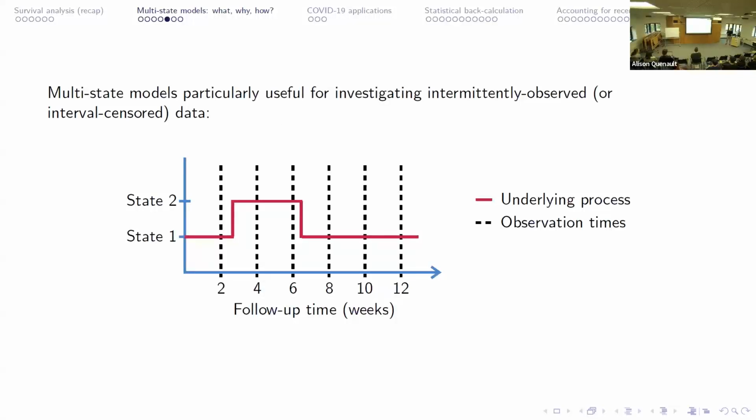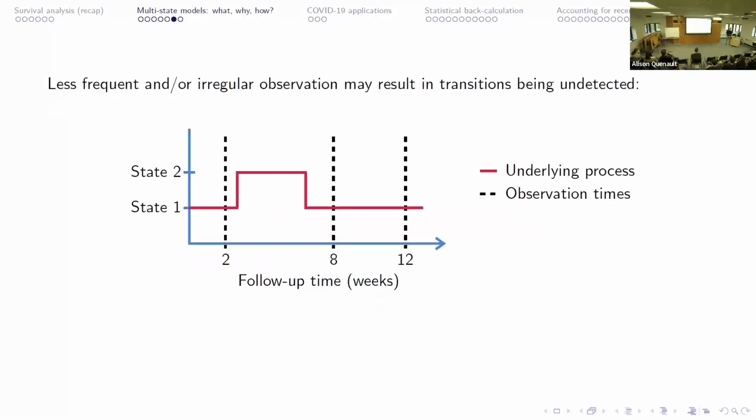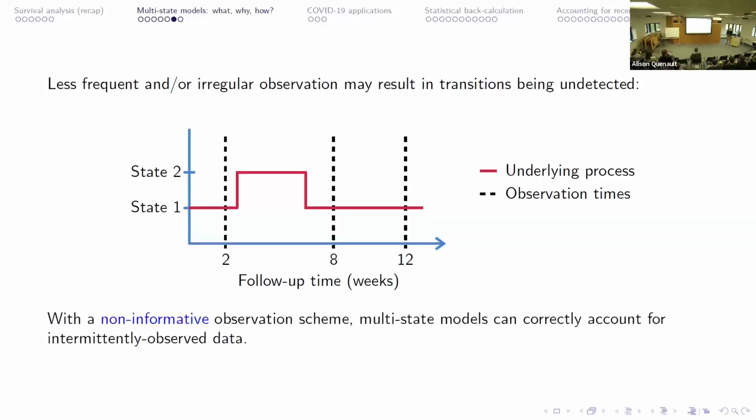Another reason we might want to use these models is that they're particularly useful for investigating intermittently observed or interval censored data. This is sometimes called panel data, where we're observing somebody not continuously, but at certain follow-up appointments. In hospital, you might test someone every 2 weeks, or they might have an appointment every month. That information can be translated into our multi-state models, and we can still obtain unbiased estimates, even if the follow-up is even less regular. It might even be so irregular that we miss a change of state, but as long as our observations are what's called non-informative, the multi-state models can correctly account for this intermittent observation. So that's a very nice property.